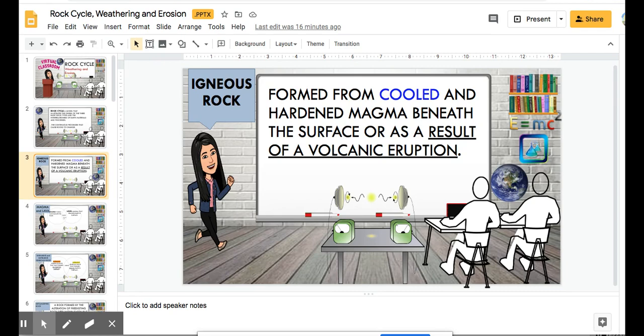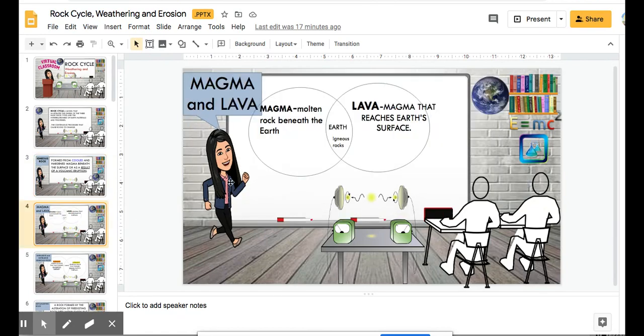First is igneous rock. What is an igneous rock? These are rocks that form from cooled and hardened magma beneath the surface or as a result of volcanic eruption. Let's go over the difference between magma and lava. Magma is simply the molten rock beneath the earth, while lava is the magma that reaches Earth's surface.